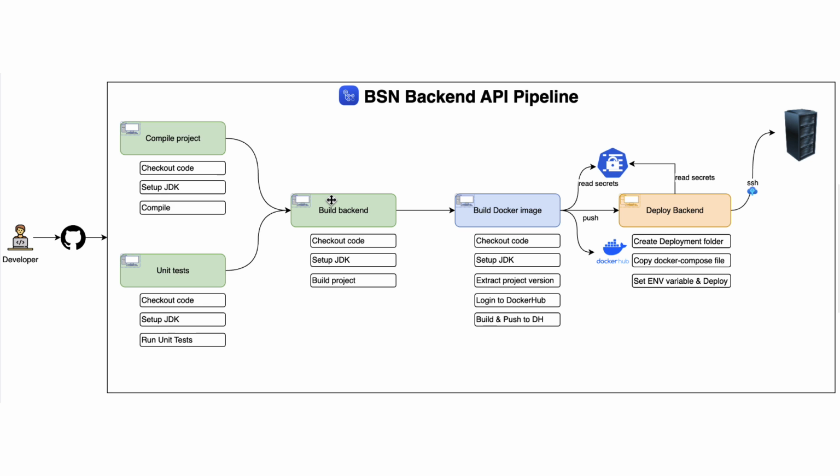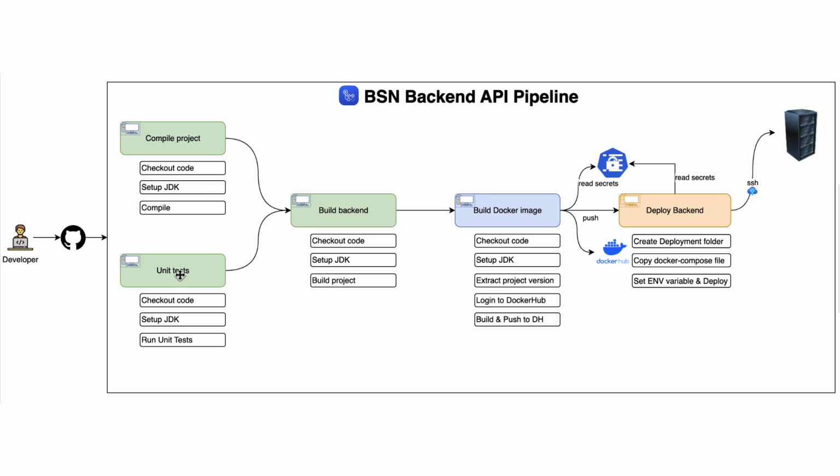Now let's talk about these steps. Here, as you can see, we have compile project and unit test. These two jobs will run in parallel. As you can see, there is no dependency between compile project and unit test. So we can run them in parallel. First, this is a kind of optimization.